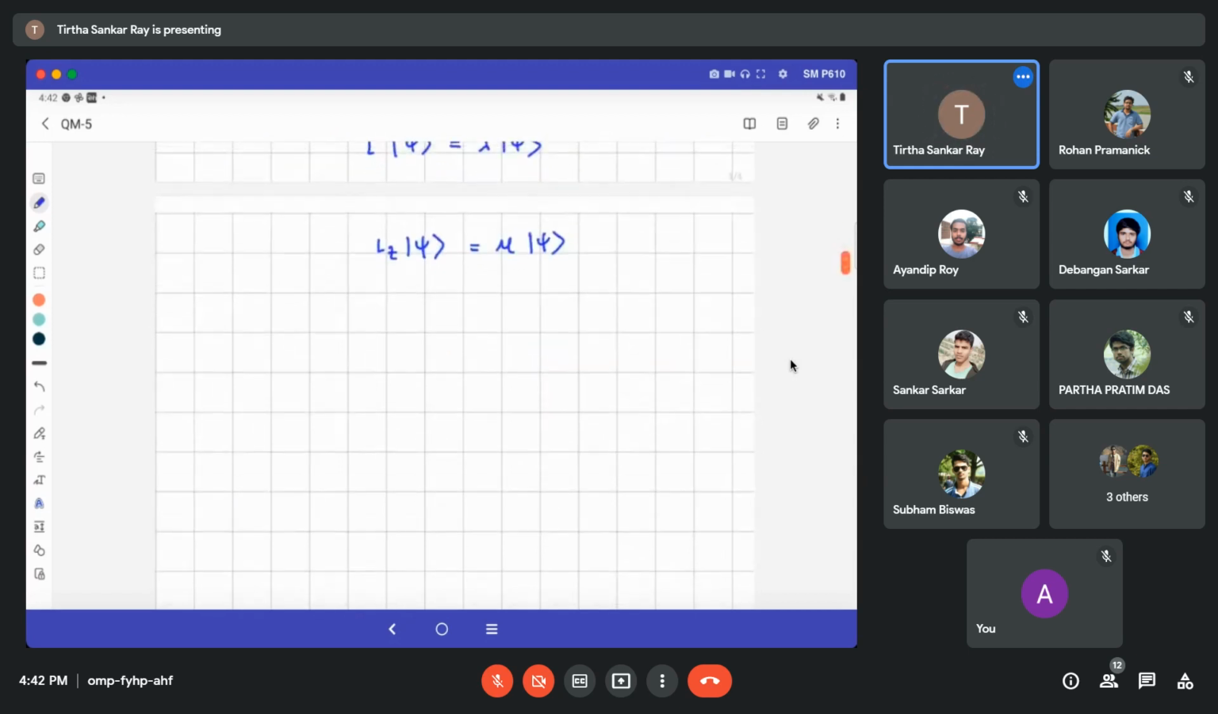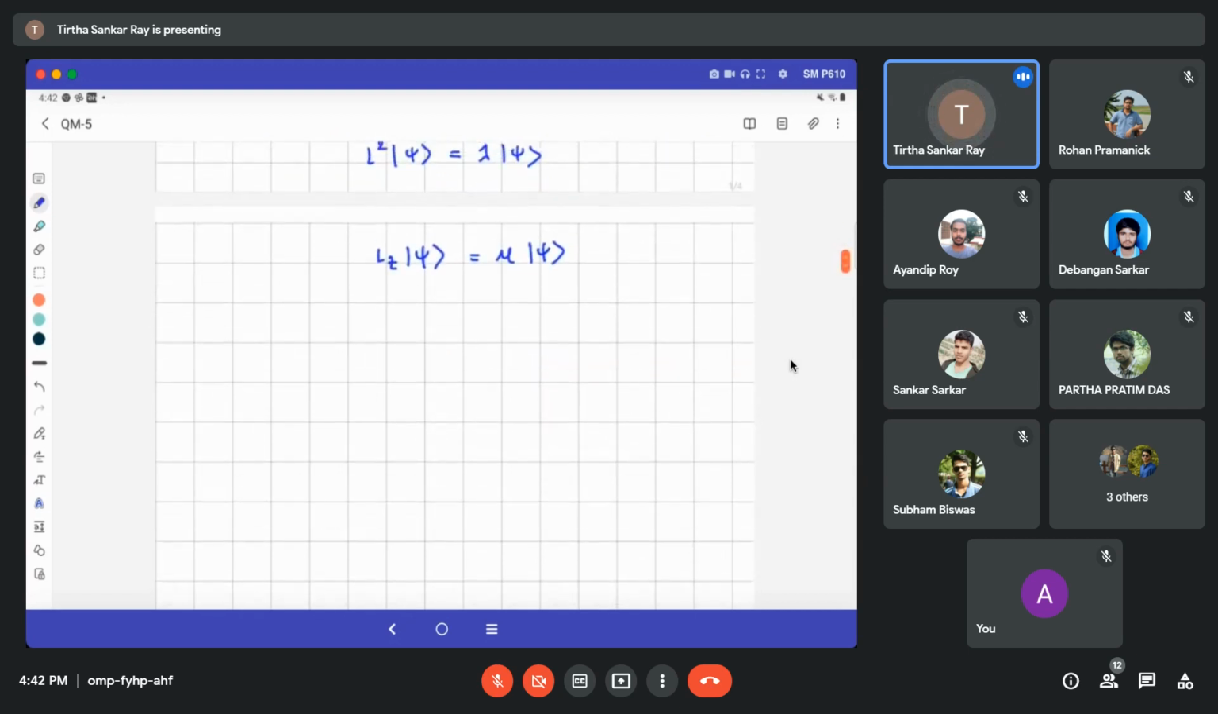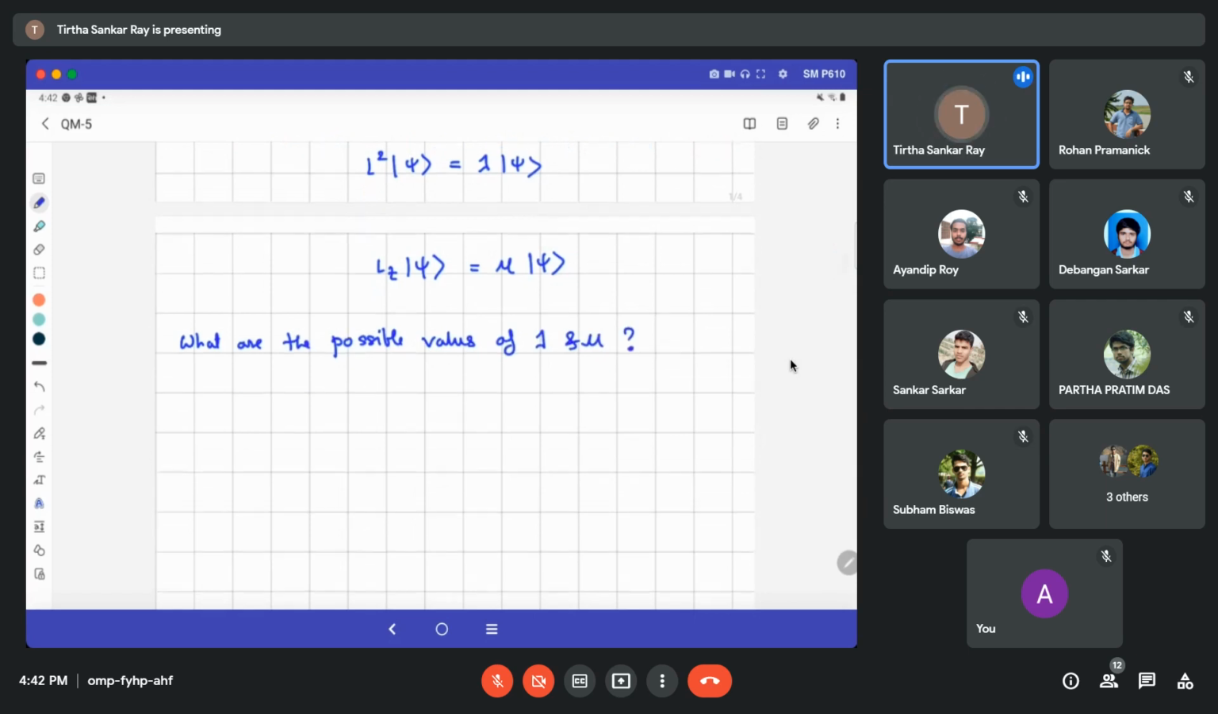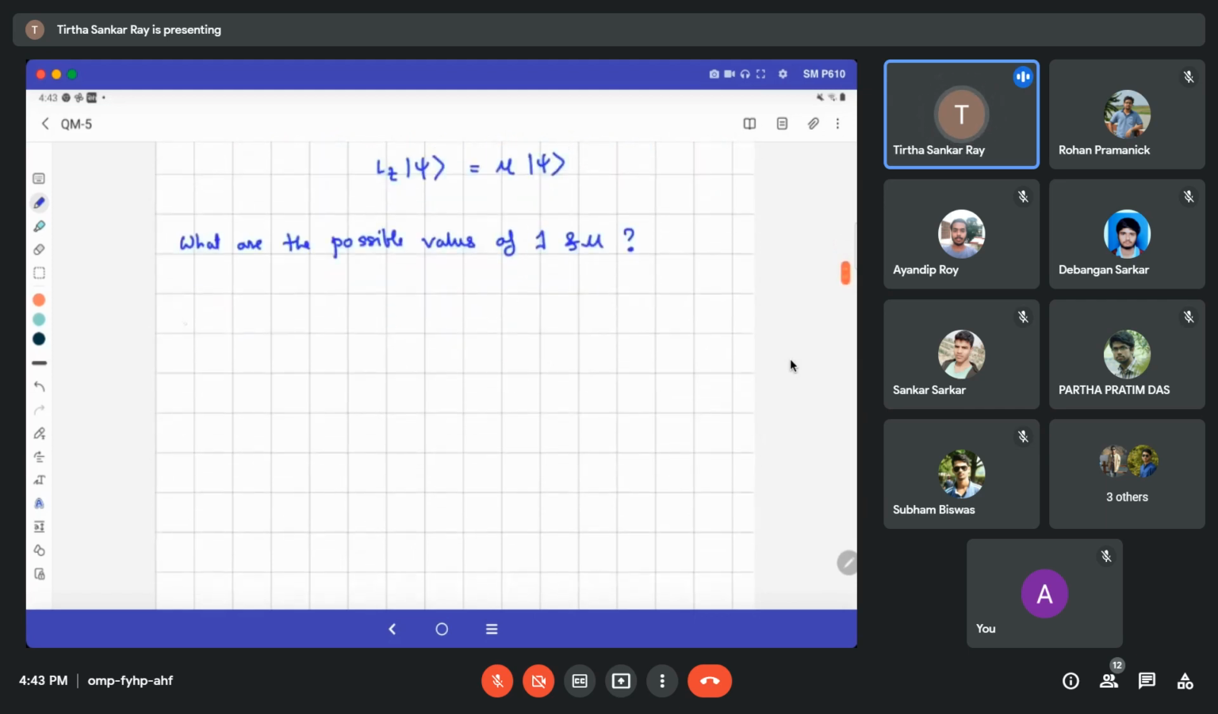Okay. Now the question is, what values can lambda and mu take? Okay. So we are asking, what are the possible values of lambda and mu? And to answer this question, we define a new operator, which we call L plus minus, which is given by Lx plus minus I Ly.